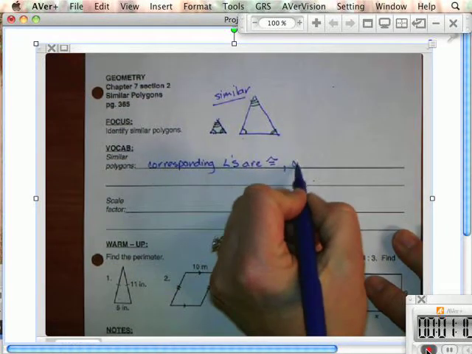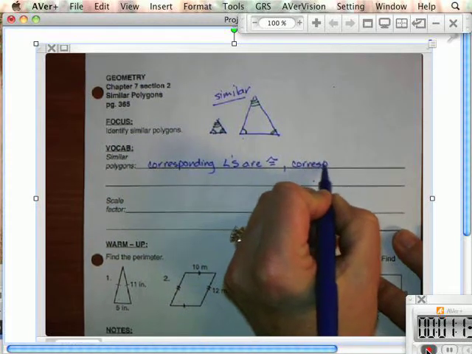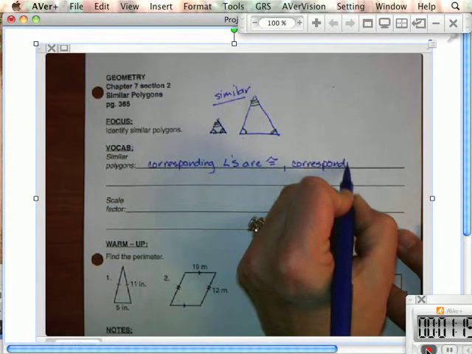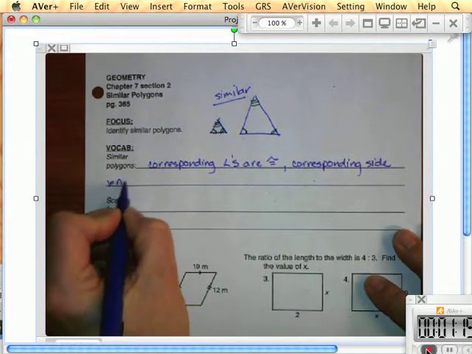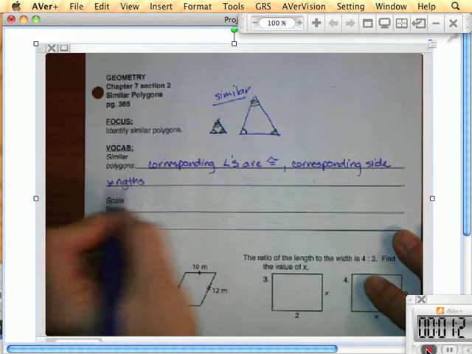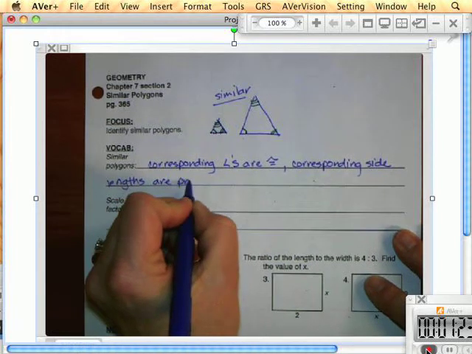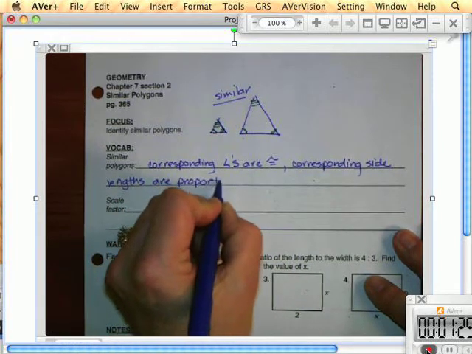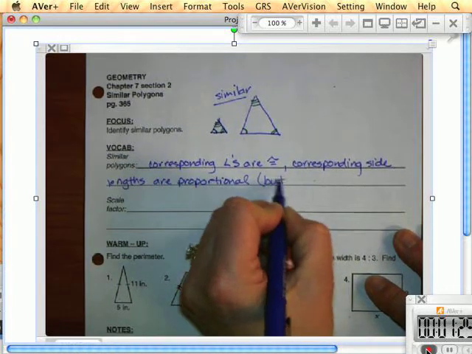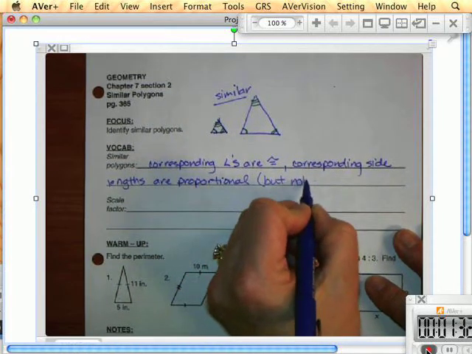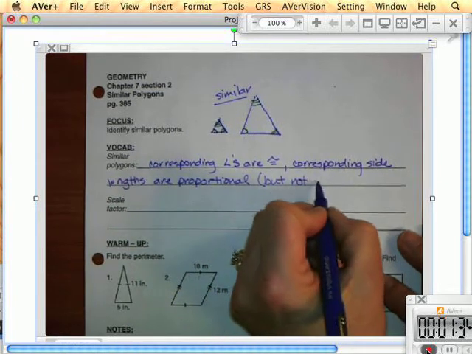Also, corresponding side lengths are proportional. Now I'll explain more about that in a minute. But not congruent. The corresponding sides are not congruent in similar polygons.